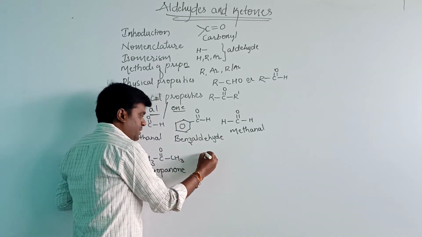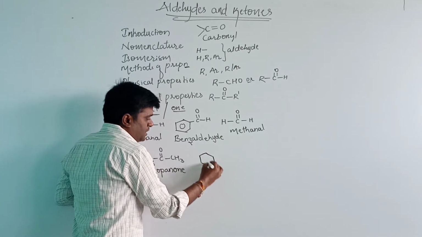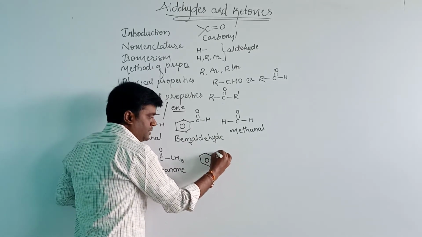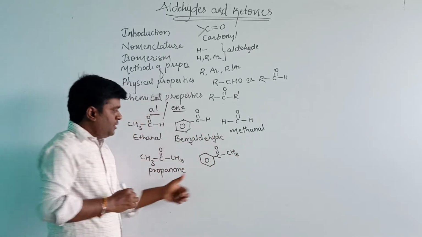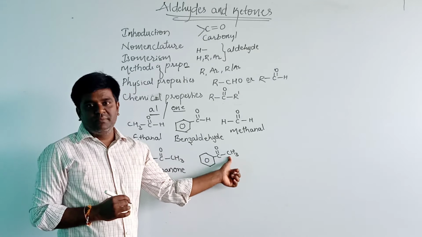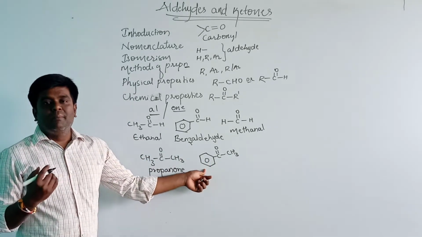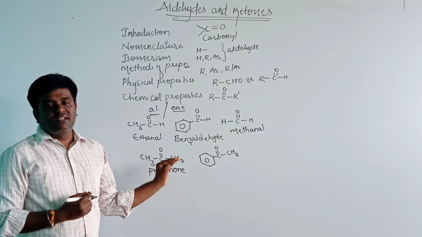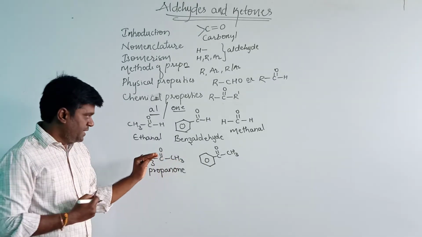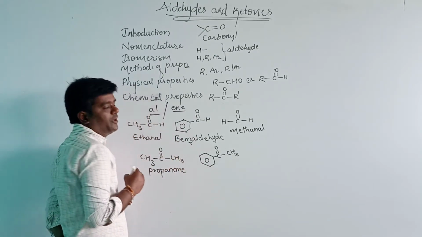Another important example for the ketones is C double bond O, C6H5. Here one of the valences is satisfied by the R group, that is the alkyl group. Another valence is satisfied by the benzene, that is the aryl group. Such types of compounds are considered ketones, and the name of the compound is acetophenone.